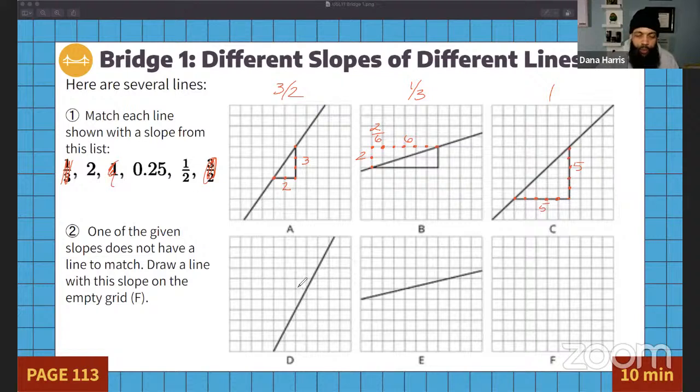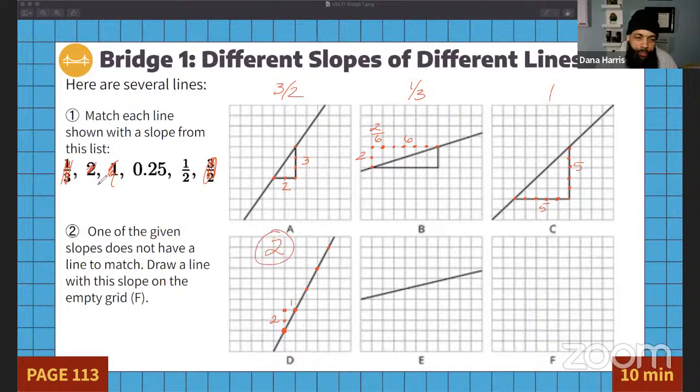Now for these two, we want to pick 2 points that intersect with the grid lines. Here I choose that one, and let's say we choose this one. We could choose any of those. I'm going to start from this lowest one and go up 1, 2, and then over 1. So the rise is 2 and the run is 1. So 2 over 1 is simply 2.